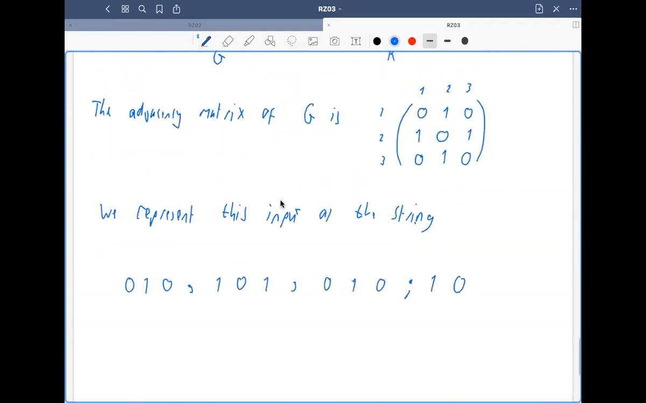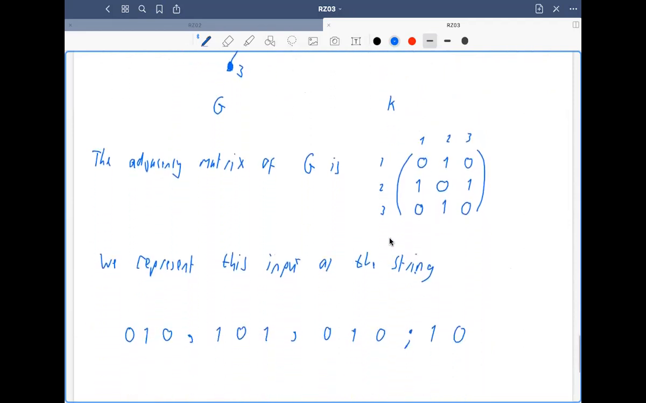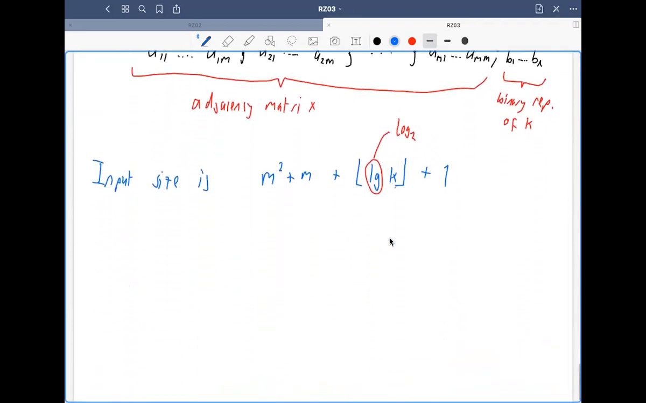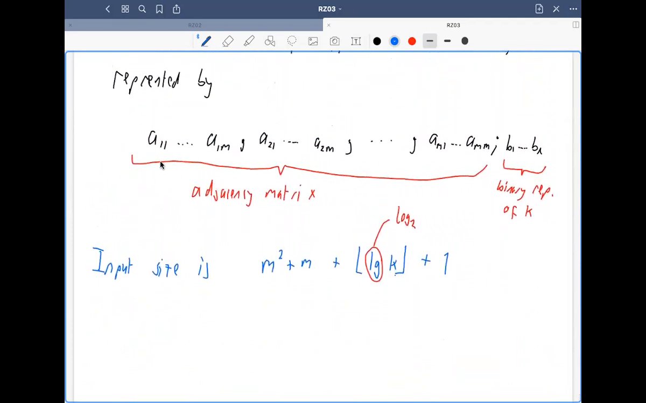So we're looking at the independent set problem. The input was a graph together with a natural number that's less than or equal to the number of vertices in the graph. We're asking, is there an independent set of that size? For a graph of size m, we're representing this as a word over the alphabet of 0 and 1 and the comma and the semicolon, of size m squared plus m plus the floor of the log to the base 2 of k plus 1.